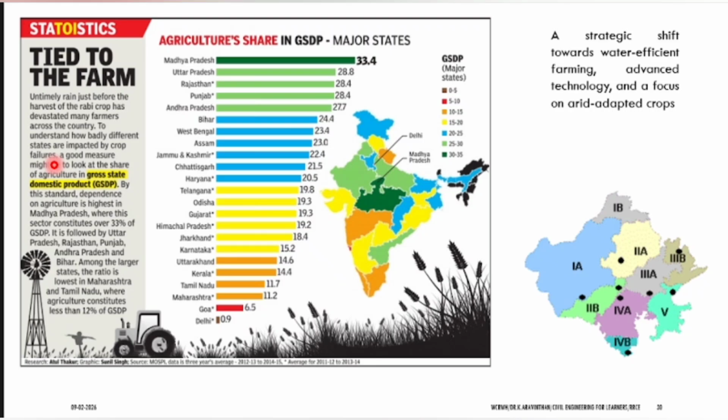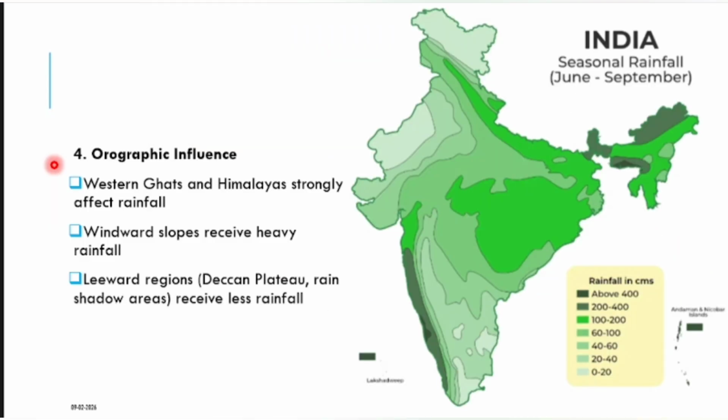Even though Goa has a high amount of rainfall, you see here, even though they have a high amount of rainfall, they are not concentrating on agriculture. As an engineering student, you should understand, sir, in which area agriculture can be developed. You can develop sensors.